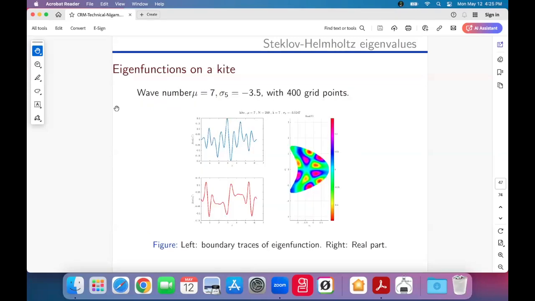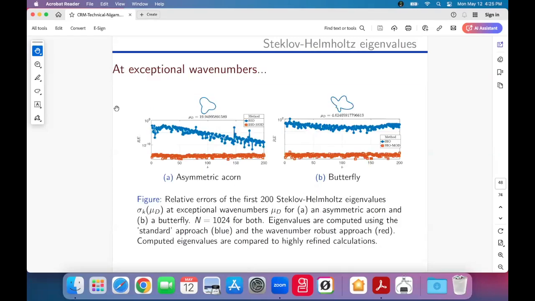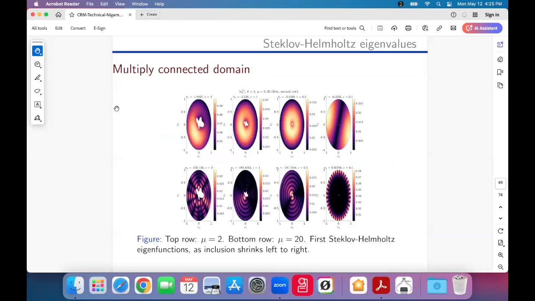I can compute eigenfunctions on a kite. This problem of the bad null space being an issue pollutes the entire spectrum for some problems. So the errors can be bad going pretty far out into the spectrum. The curves in red are using the safe approach. There you get 15 digits. If you didn't, then your errors are bad, even as you go high into the spectrum. You can work on multiply connected domains.